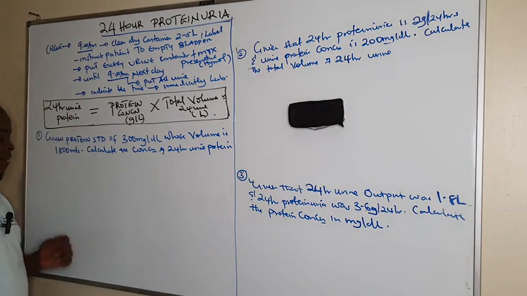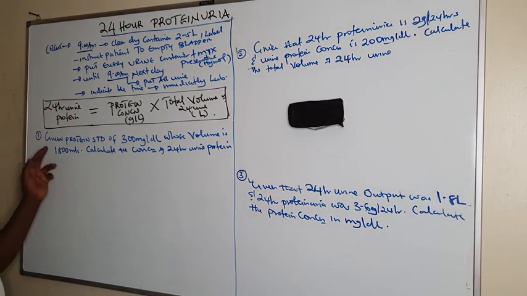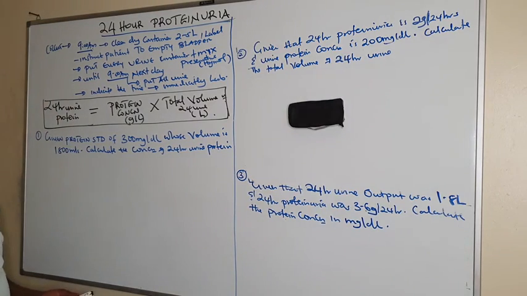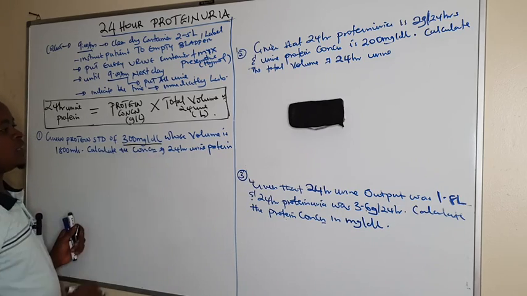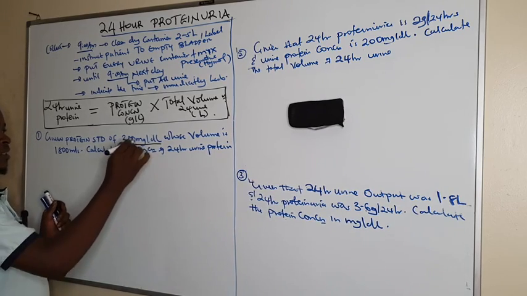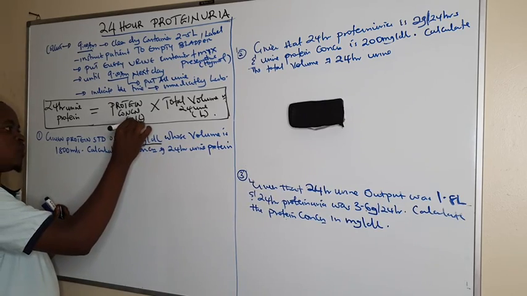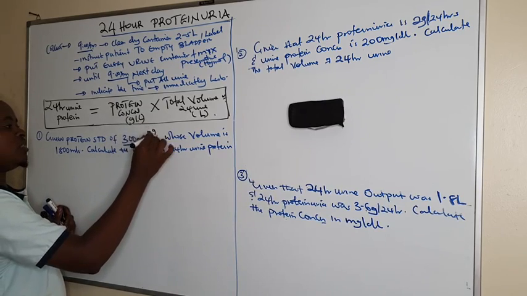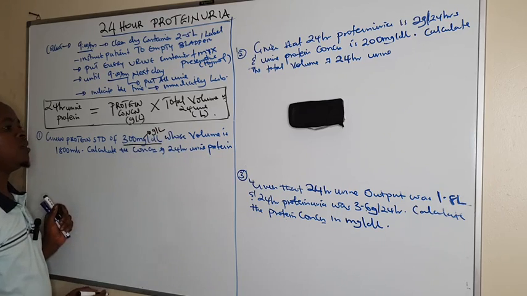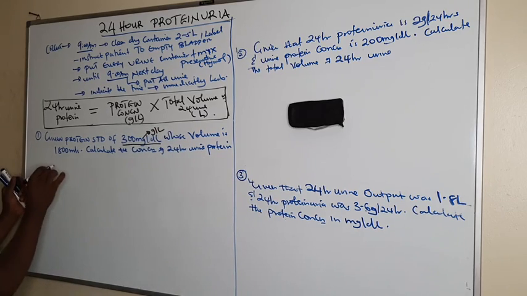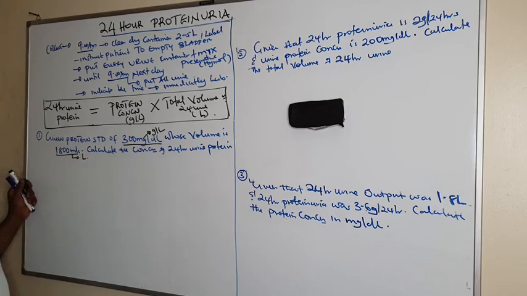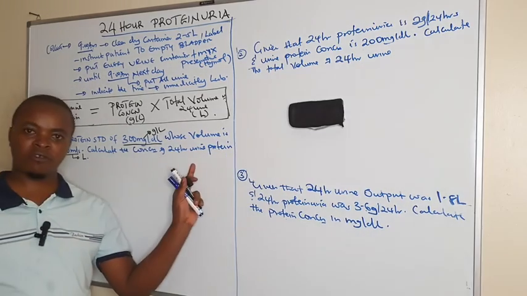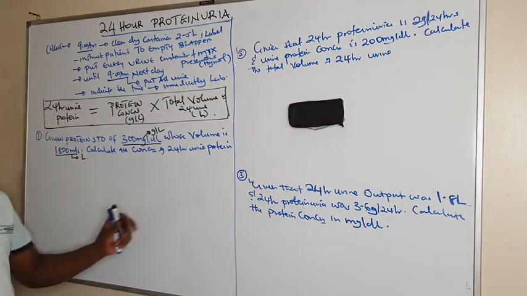So the first example we are going to use, here we are given the standard, whereby the protein standard is 300 milligrams per deciliter. So since it is in milligrams and we want the answer in grams per liter, we shall convert it to grams per liter. Then even the volume, we are seeing it is in mils, so we are going to be forced to convert it into liters so that we can get our 24-hour urine protein.